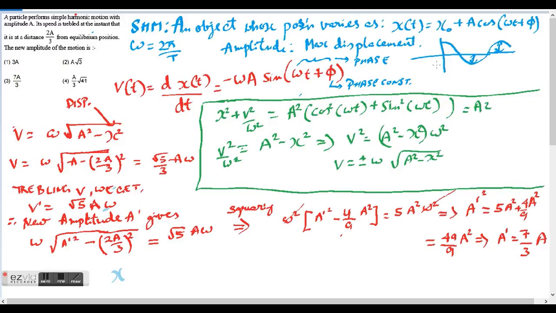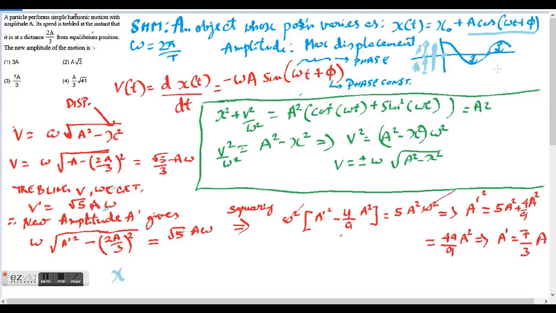Before I describe the question, let's go over a few terms used in the question. Simple harmonic motion: an object whose position varies as x(t) = x0 + A cos(ωt + φ). So let's say there is a particle right here and it's exhibiting SHM, which means it keeps oscillating. It goes from here to here and then here to here like this, right? So this part is called amplitude. This is also amplitude. It's the maximum displacement from the equilibrium.